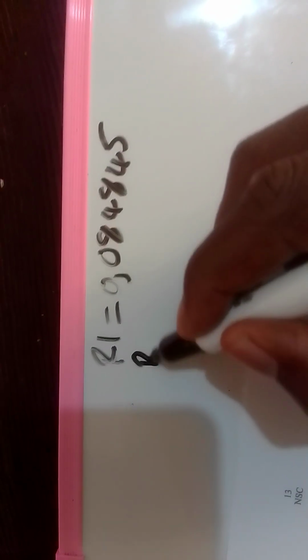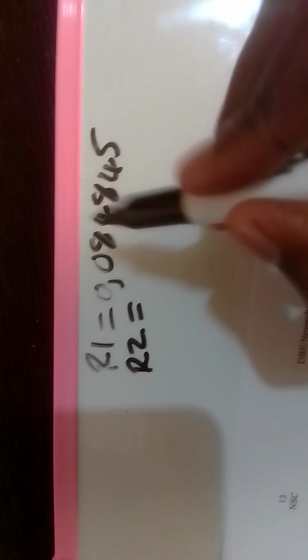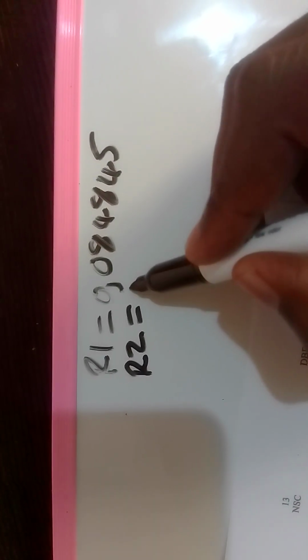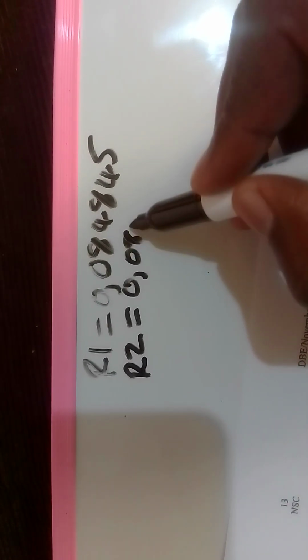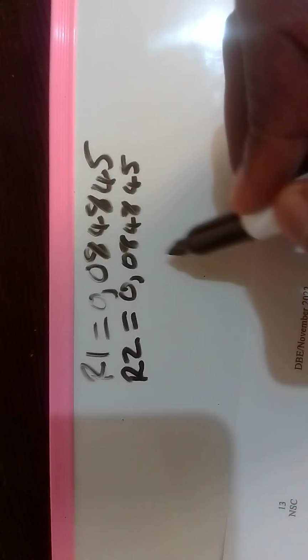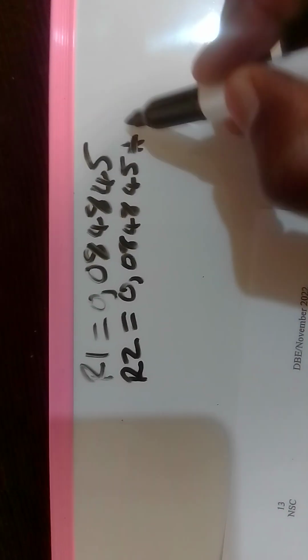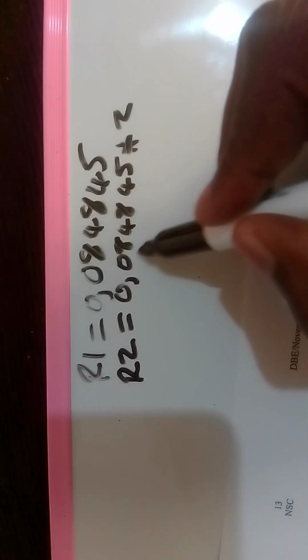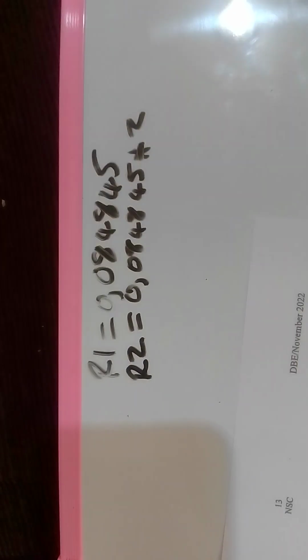0,084845. If you are to buy another rand, which is now 2 rands, here we will be saying 0,084845 multiplied by 2, right? We multiply by 2 to get how many cents? It will be 16 something cents, 16 cents approximately, right? So now in this case, what are we going to do?